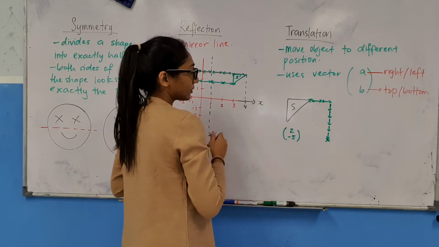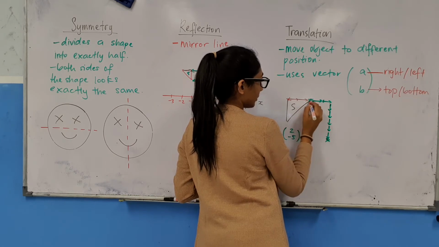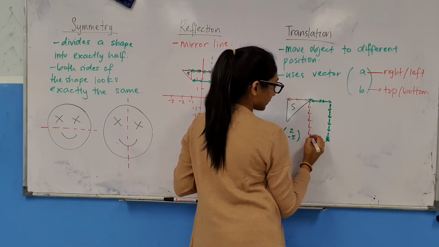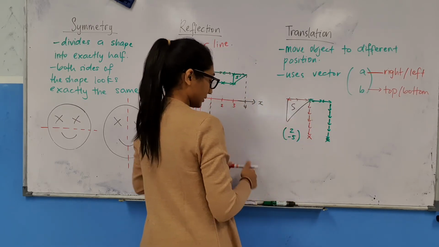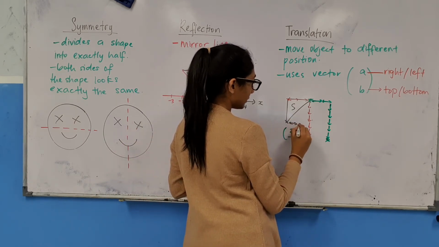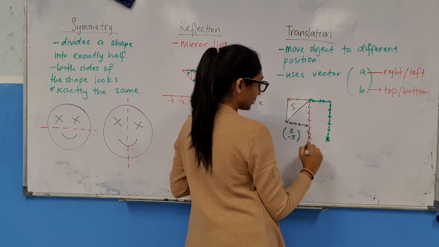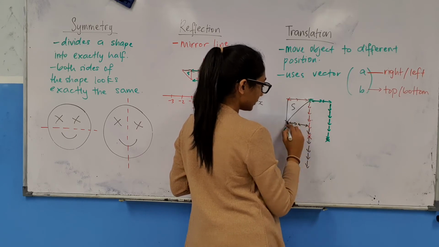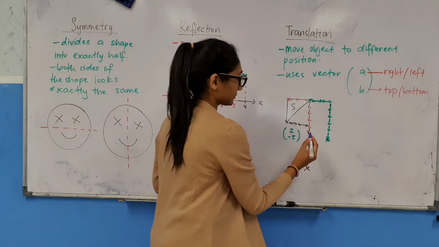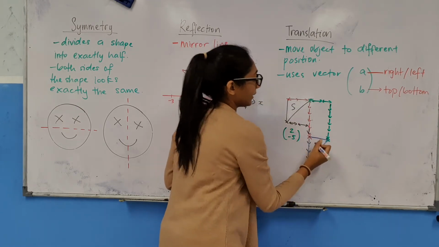And then, let's look at this point. 1, 2. 1, 2, 3, 4, 5. So this will now be here. And then we have the last point, which is this. 1, 2. Okay, 1, 2, 3, 4, 5. So this point will now be here. So my new shape will be like this. So this is S, this is S prime.